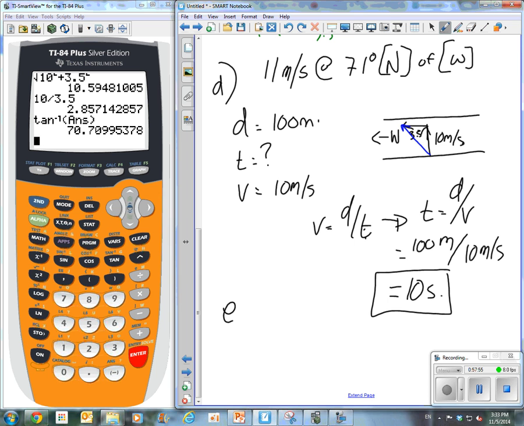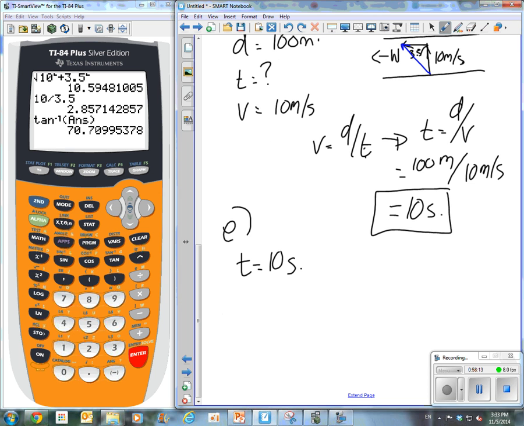Now, E asks us how far downstream the boat lands when it reaches the other side. Well, we know this whole travel time is going to be 10 seconds. That's how long it's going to take them to go across the river. So now we are worried about how far downstream they're going to be pulled. They are going to be pulled westward at a velocity of 3.5 meters per second, and the question is asking how far in that westward direction they are going to go.